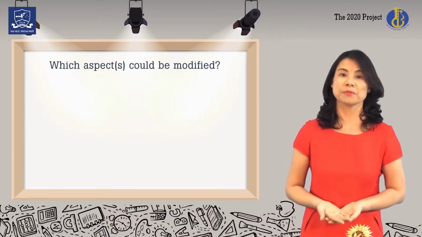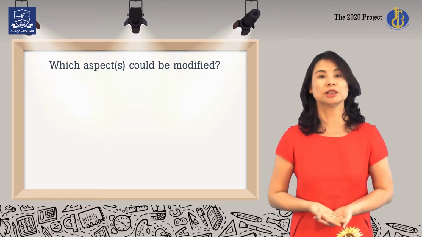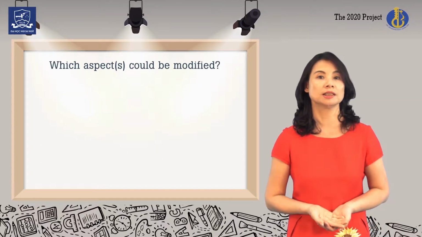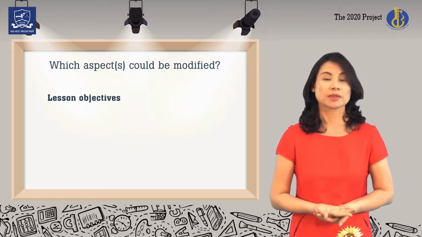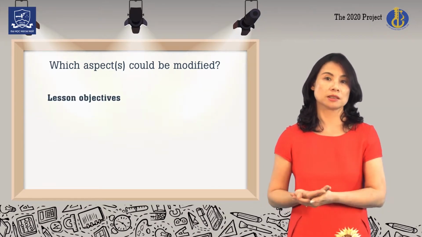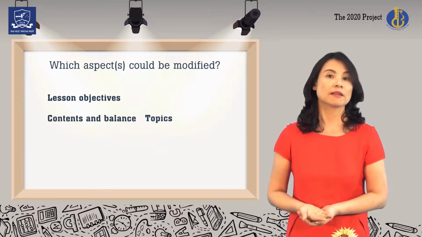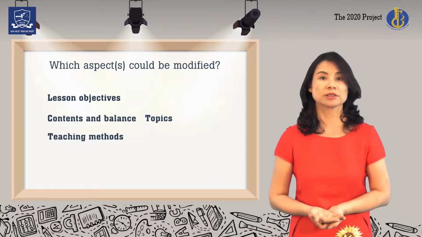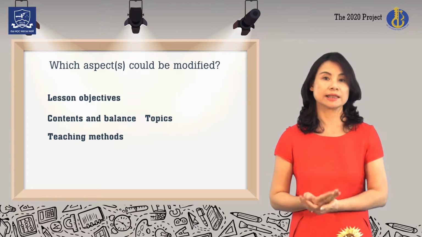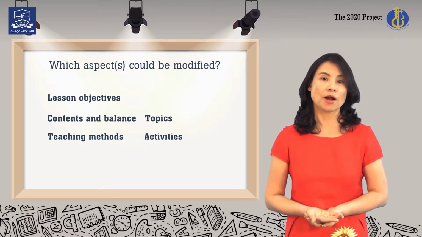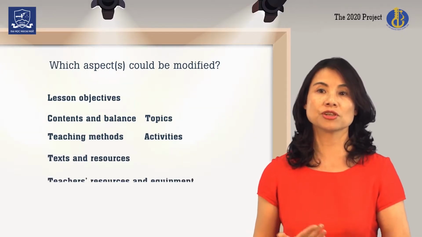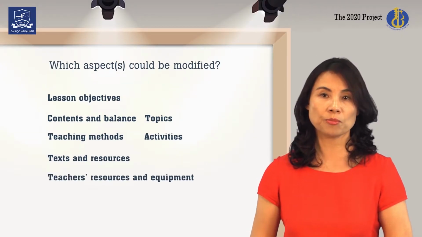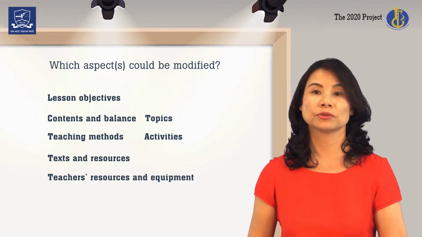And here are some of the aspects for you to check in a unit to decide on your adaptation. First, there are the lesson objectives to check. Second, you have to look at the content and the balance. Third, are the teaching methods. The fourth is the activities. Next, you have the text and the resources to check. Last is the teacher's resources and the equipment available to you.